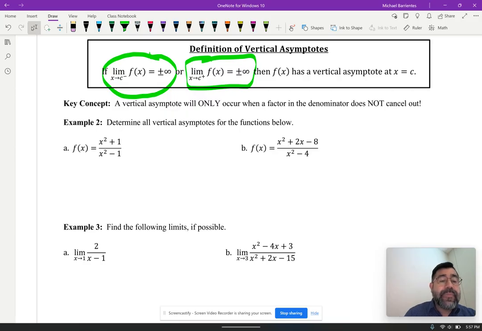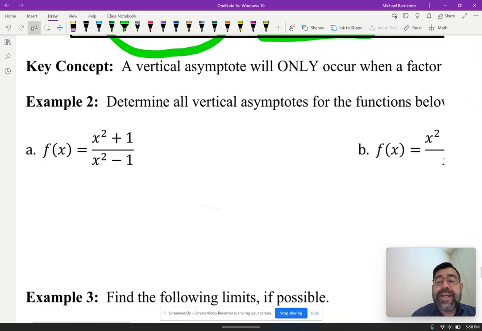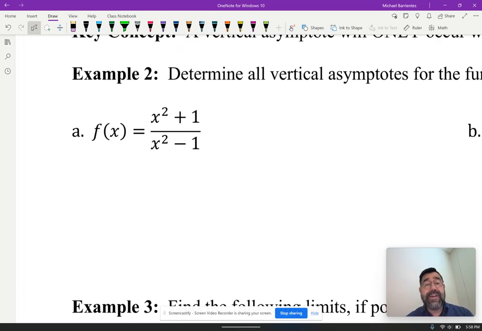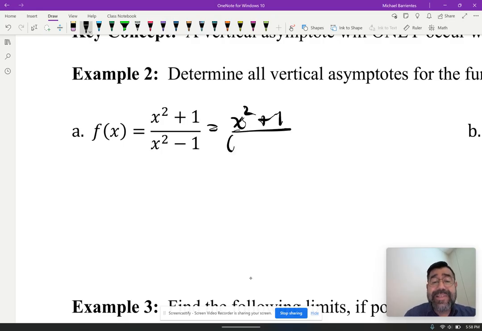So for example, can we find all the vertical asymptotes of this function here, letter A, without looking at the graph? Now, if you want, after we do this, you can take out your calculator and your phone with the calculator, and you can verify that this is true, but can we factor the numerator? Is x squared plus 1 factorable? The answer is no. However, is x squared minus 1 factorable? The answer is yes, because it's a difference of squares.